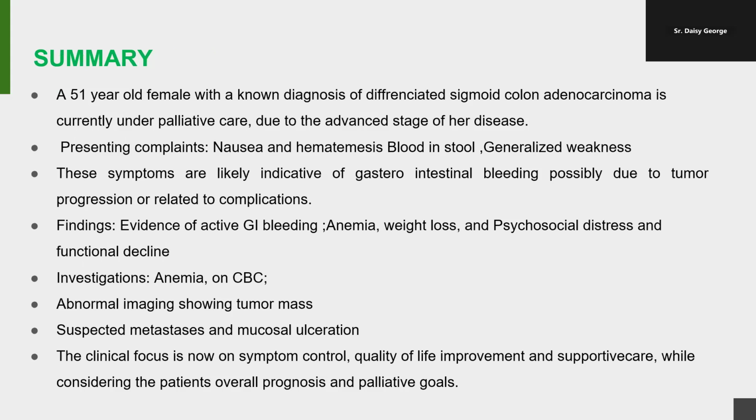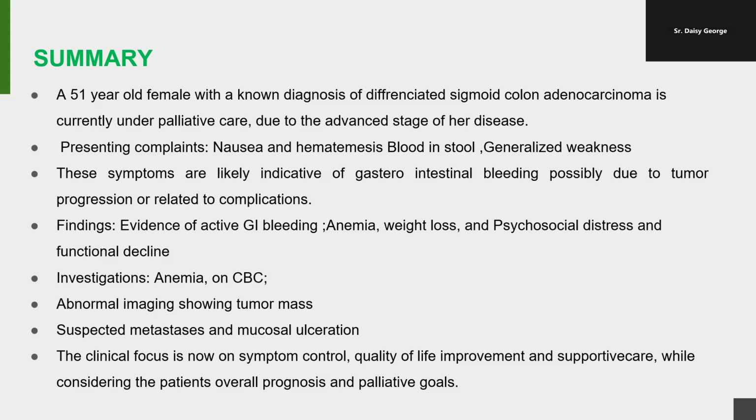Summary: a 51-year-old female with a known diagnosis of differentiated sigmoid colon adenocarcinoma is currently under palliative care due to the advanced stage of her disease. Presenting complaints: nausea, hematemesis, blood in stool, generalized weakness. These symptoms are likely indicative of gastrointestinal bleeding, possibly due to tumor progression or related complications.